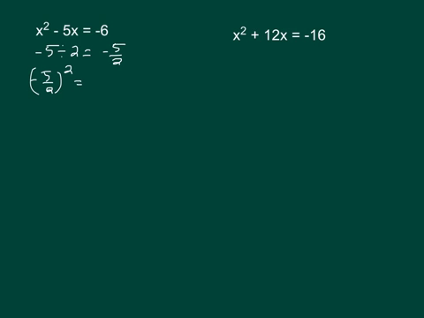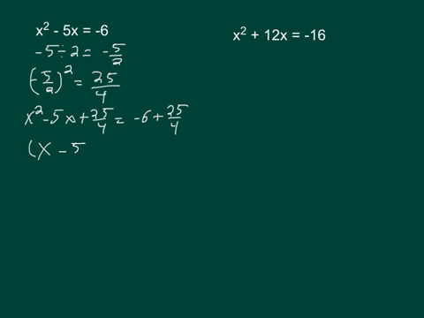Now I get squared, so the negative becomes a positive. Square the numerator is 25. Square the denominator is 4. And I'm going to rewrite my original equation, adding that value to each side. So x squared minus 5x plus 25 over 4 equals negative 6 plus 25 over 4. Now, the left side I know is going to factor really easily. It's going to be x minus 5 halves, squared, equals.